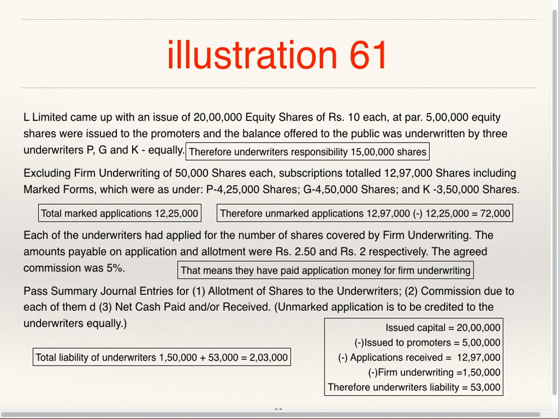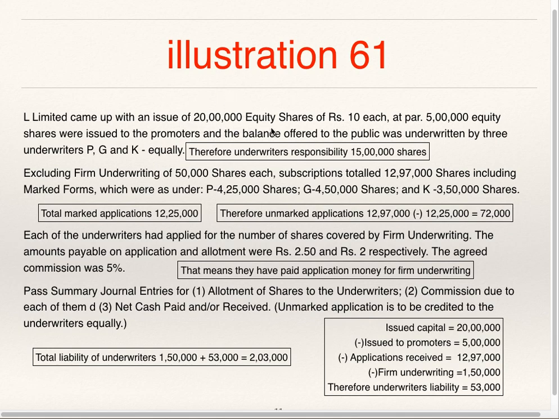Now go to illustration 61. L Limited came up with an issue of 20 lakh equity shares of 10 each at par. 5 lakh equity shares were issued to promoters and the balance offered to the public was underwritten by three underwriters, P, G and K equally. So gross liability ratio is 1:1:1.